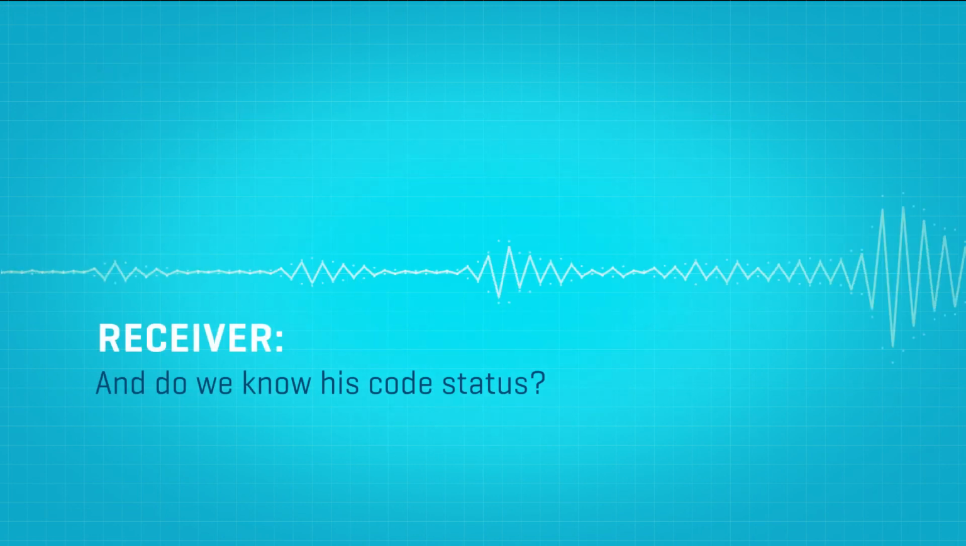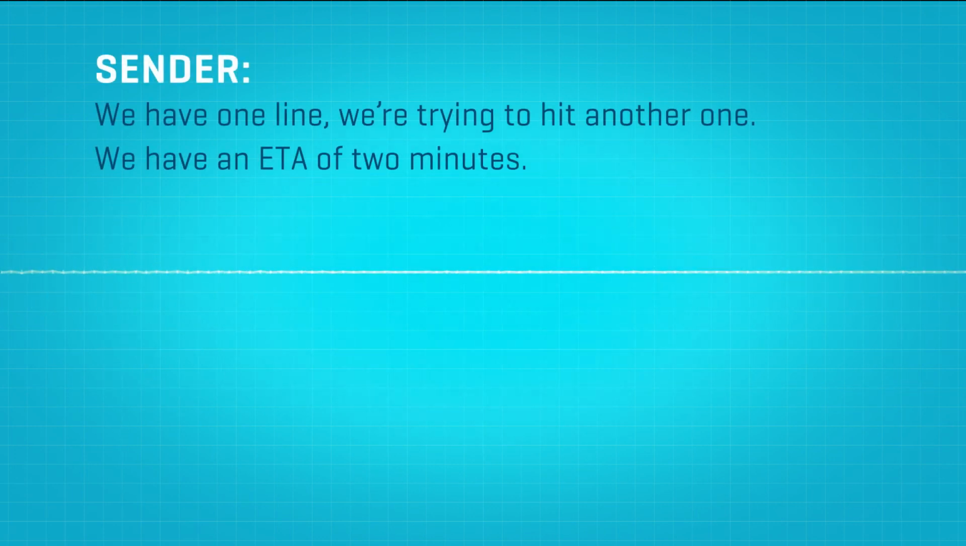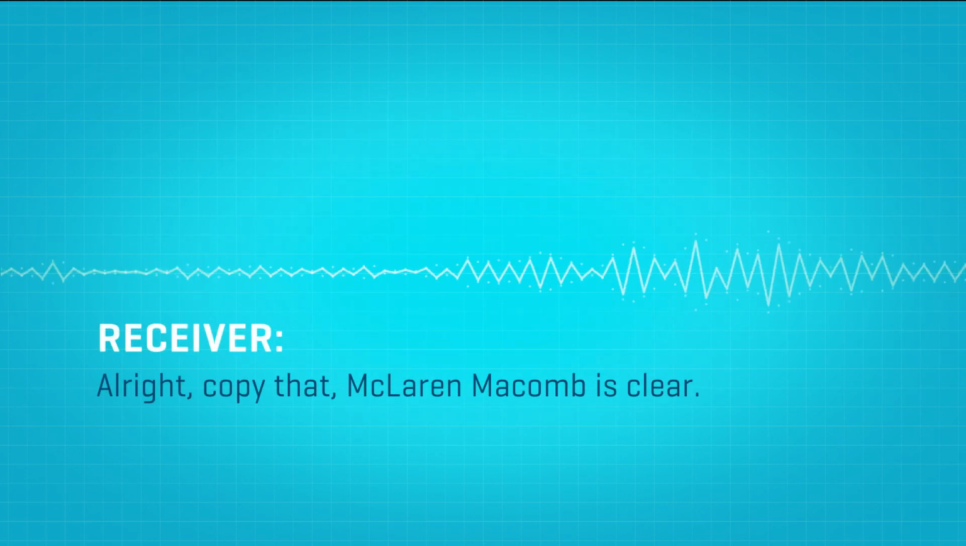And do we know his code status? And how many lines do you have? We have 1 line. We're trying to get another one. We have an ETA of 2 minutes. All right, copy that. McLaren Macomb's clear.